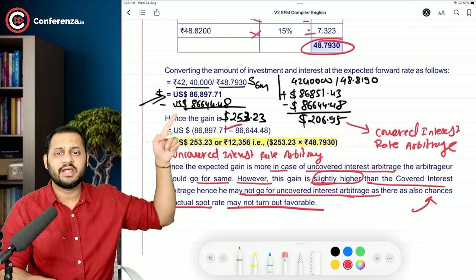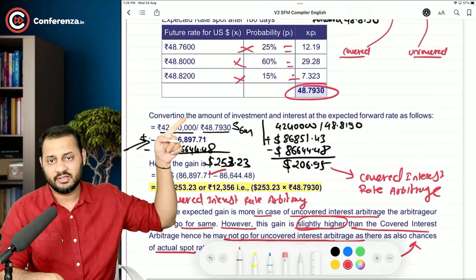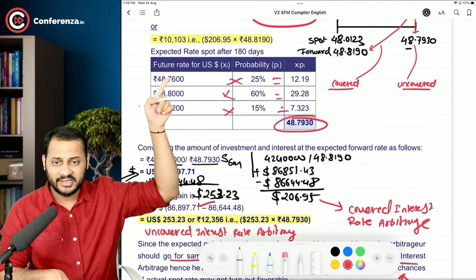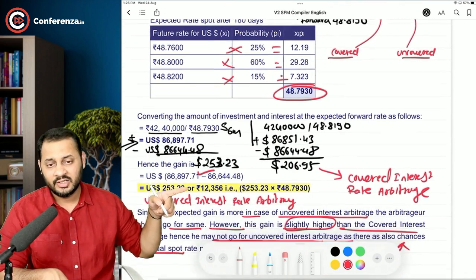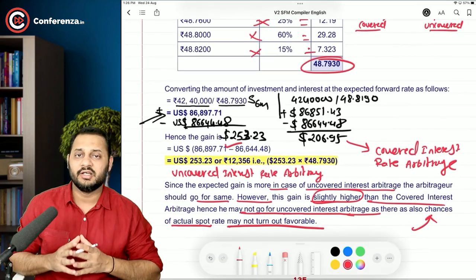Obviously, because this is not guaranteed. This is just an expected rate multiplied with the probability. Do you think exactly this is going to happen? No. So this is unguaranteed gain and that is guaranteed gain. You decide which gain you want.